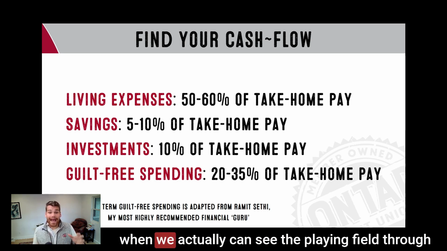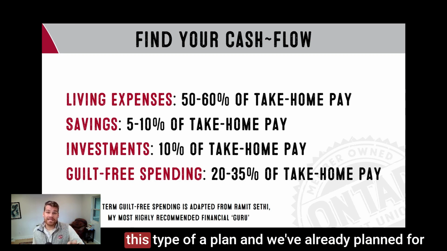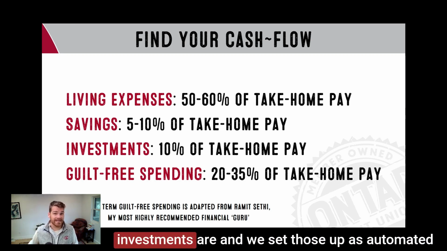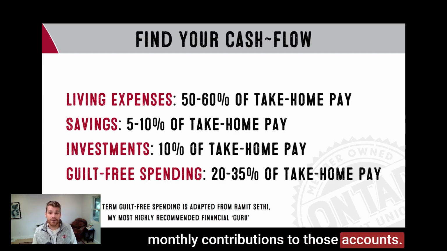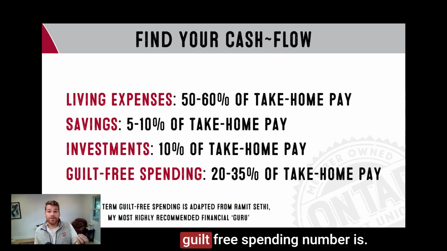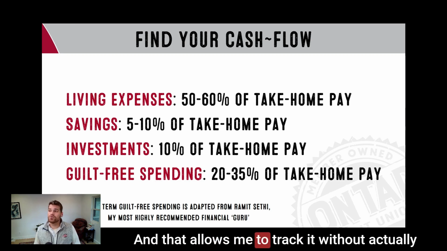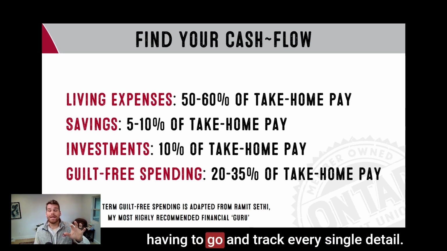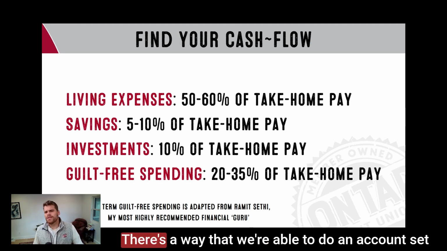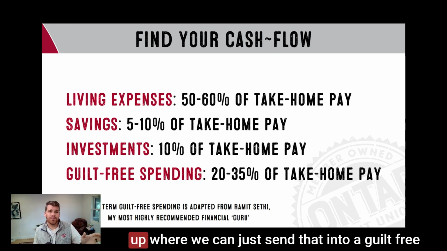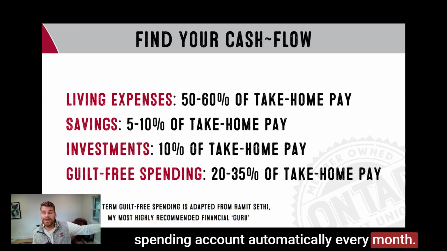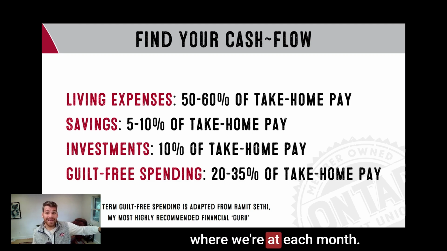But when we actually can see the playing field through this type of a plan, and we've already planned for the future because we know what our savings and investments are, and we set those up as automated monthly contributions to those accounts, well, then I know what my guilt-free spending number is every single month. And that allows me to track it without actually having to go and track every single detail. There's a way that we're able to do an account setup where we can just send that into a guilt-free spending account automatically every month. And then we kind of know where we're at each month.